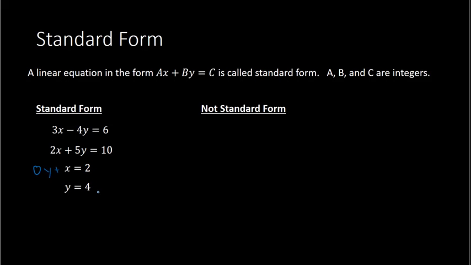Same thing with y equals 4. There's 0 x's. So x and y are kind of on the same side, so to speak. And then the 4, the number is on the other side.